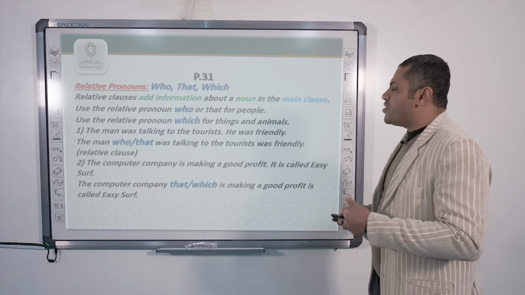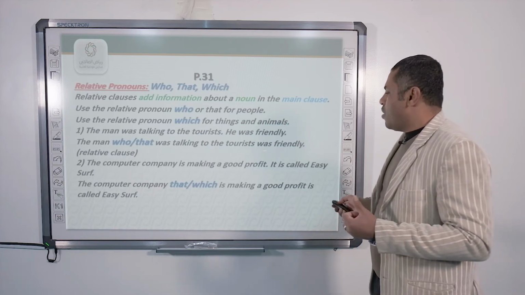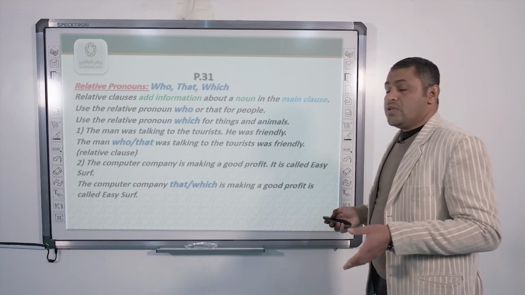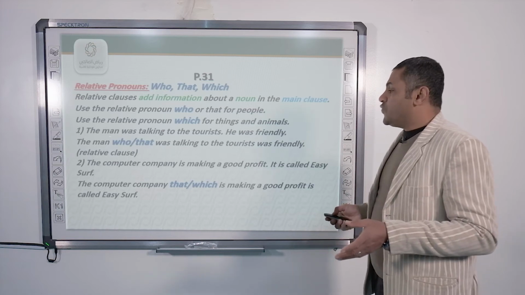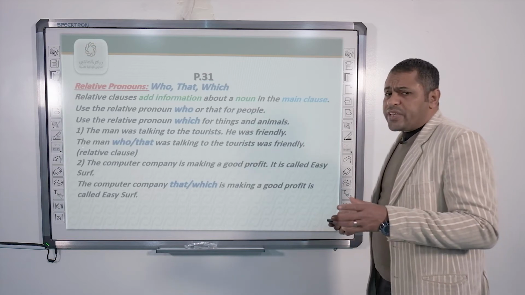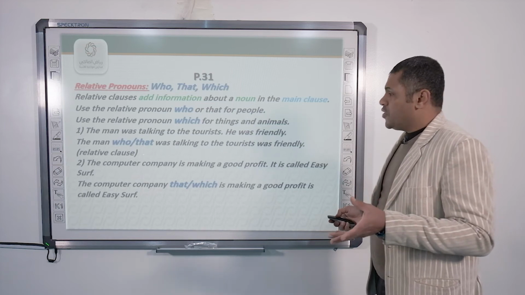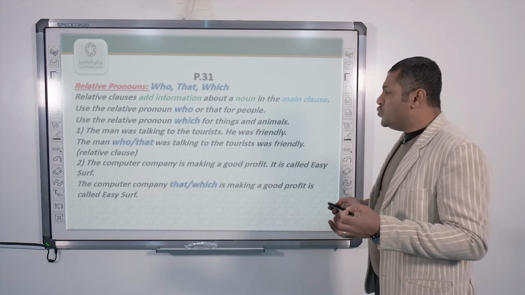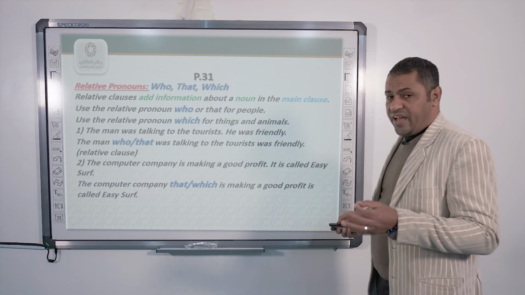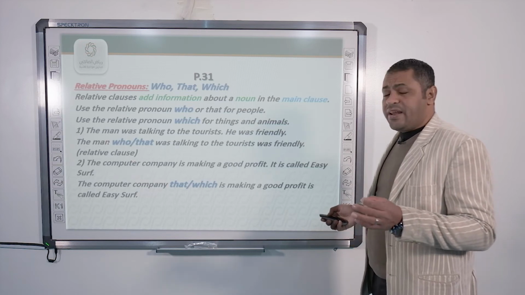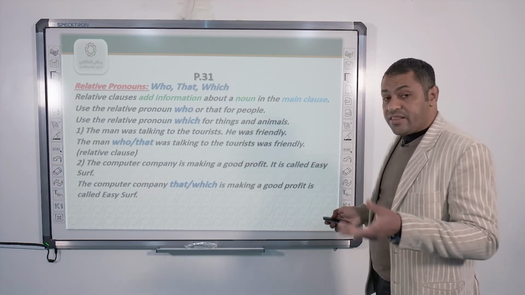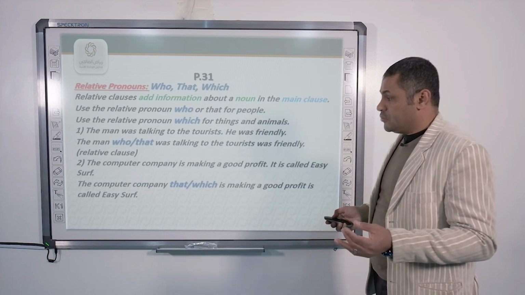The man who or that was talking to the tourists was friendly. Relative clause. So we use relative clause to add information. And you can keep it easily. العاقل ياخد who والغير عاقل ياخد that. يبقى العاقل ياخد who بمعنى الذي أو التي للعاقل، الرجل الذي، الفتاة التي.